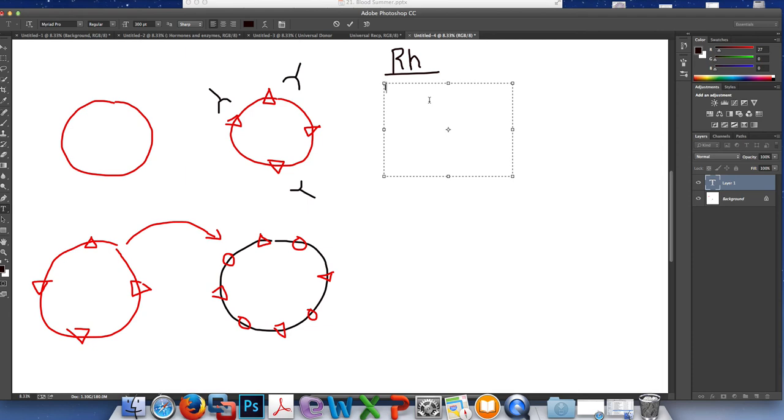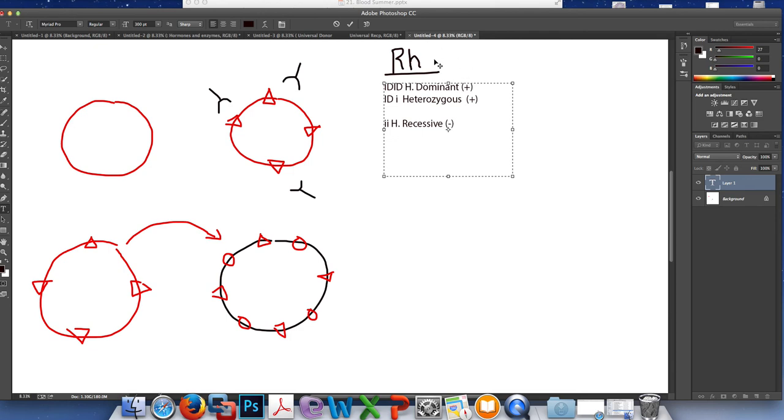If you are homozygous dominant for Rh, so again, that's homozygous dominant, or heterozygous, it means that you are positive. It means that you have the protein. If you are homozygous recessive for Rh, that means you do not have the protein and you are considered negative.